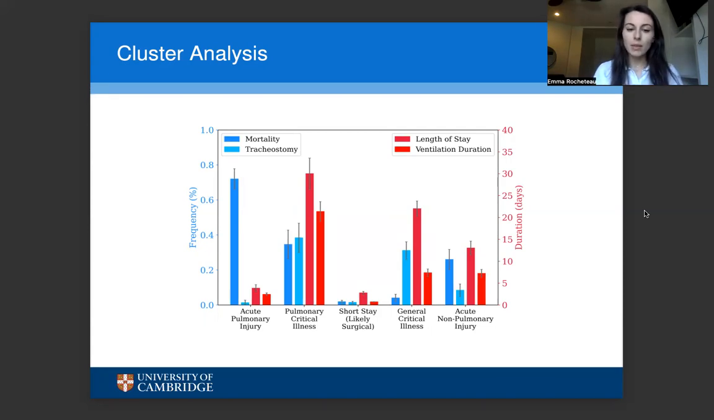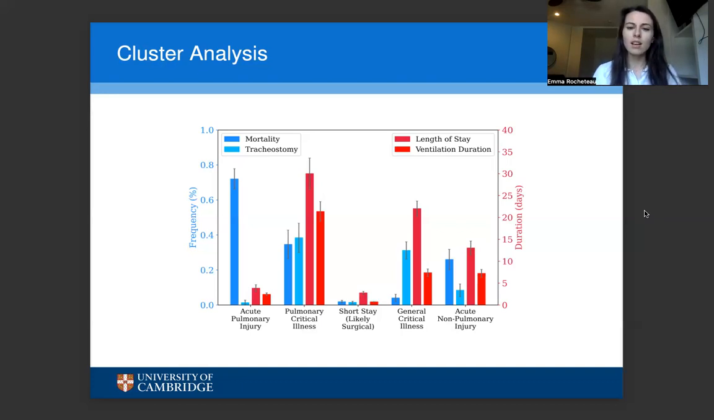Next, we have a pulmonary critical illness group where the patients stay a bit longer in the unit, and sometimes they get tracheostomies to facilitate longer term ventilation. And they have moderately poor lung function, so this is forming a more chronic picture of disease.